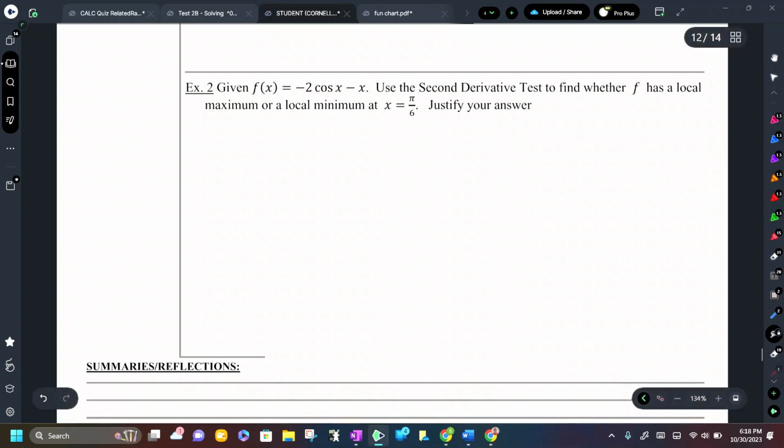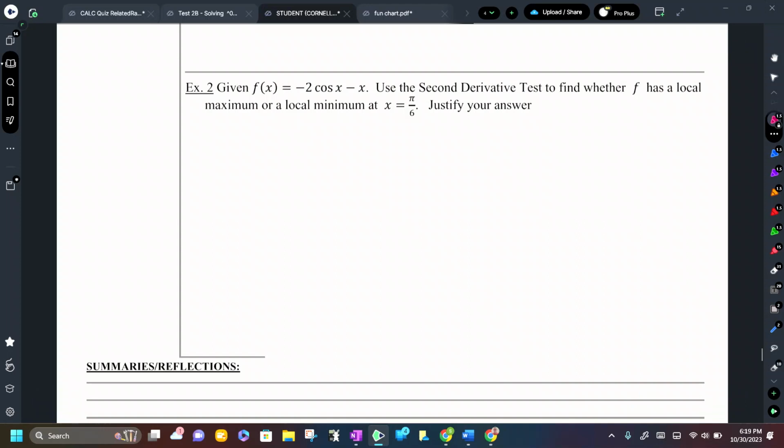So we're looking at example 2, and we're given f of x is equal to negative 2 cosine of x minus x, and we're going to use the second derivative test to find whether f has a local maximum or a local minimum at x equals pi over 6. We're going to justify our answer. So first thing we need to do is find the first derivative, and see if this is equal to 0 at this point. So that's what we're going to do.